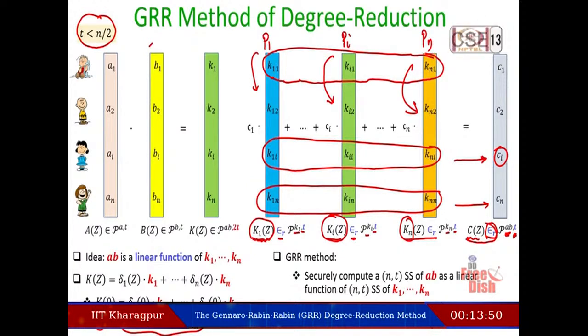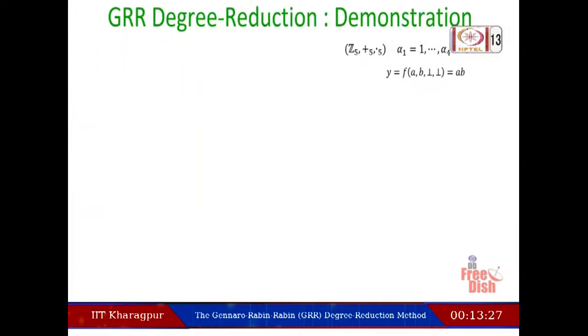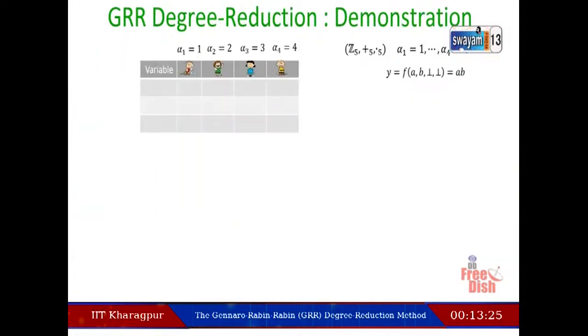So, now you can see we do not have to do a two stage approach. In a single stage, just because we want to compute this linear function, and to compute that linear function anyhow parties have to run instances of random secret sharing, we are now able to do the degree reduction as well as bring in the randomization. Okay. So, let us see a demonstration here.